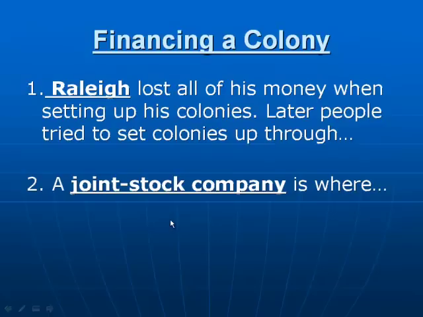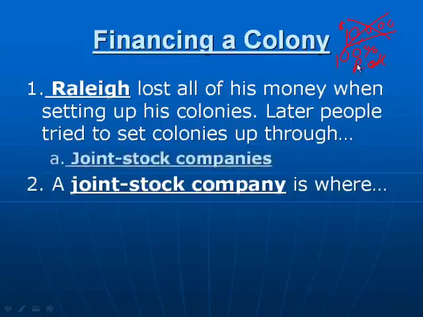Financing a colony. Now, what does this mean for Sir Walter Raleigh to have a record of 0 and 3, if you will? Raleigh lost all of his money when setting up these colonies because, let's say it cost $10,000 to run a colony, and if he is paying all $10,000 of that money, he is going to lose all of it when that colony fails. So he takes on 100% of the risk, is what that means. Later, people don't really want to take on 100% of the risk.